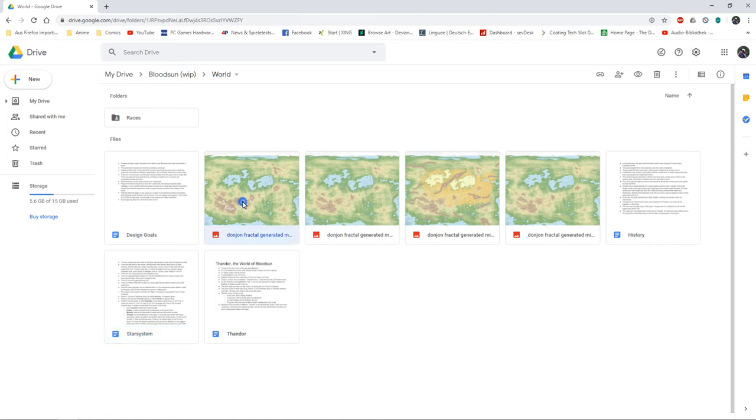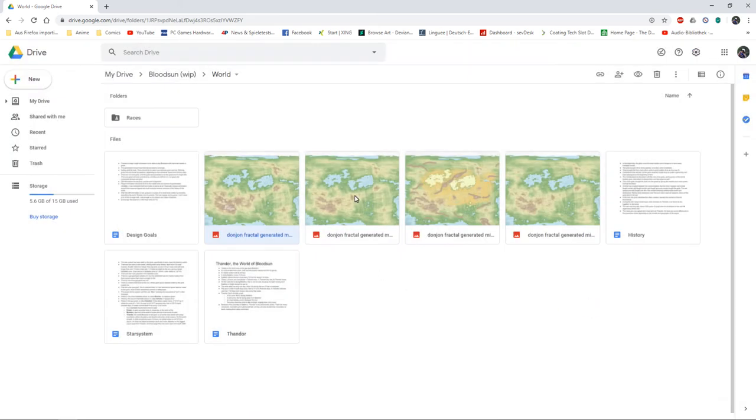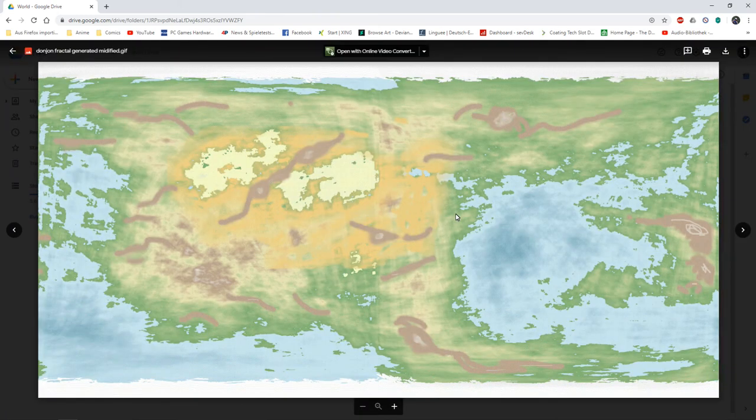There's a really good website with like random generators called Donjon. And there I used their fractal generation tool to generate this world. And this world has, compared to Earth, very little water on it. There's like only 30% of the planet's surface is covered in water. And then I went ahead and I used Krita to edit this.